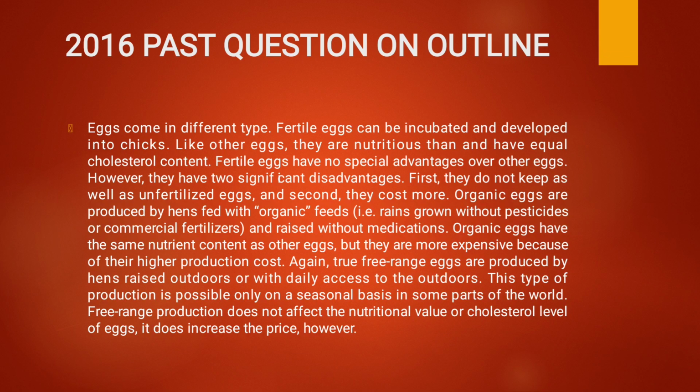Organic eggs are produced by hens fed with organic feeds, that is, feeds grown without pesticides or commercial fertilizers, and raised without medications. Organic eggs have the same nutrient content as other eggs, but they are more expensive because of their higher production cost. Again, true free-range eggs are produced by hens raised outdoors or with daily access to the outdoors. This type of production is possible only on a seasonal basis in some parts of the world. Free-range production does not affect the nutritional value or cholesterol level of eggs. It does increase the price, however.